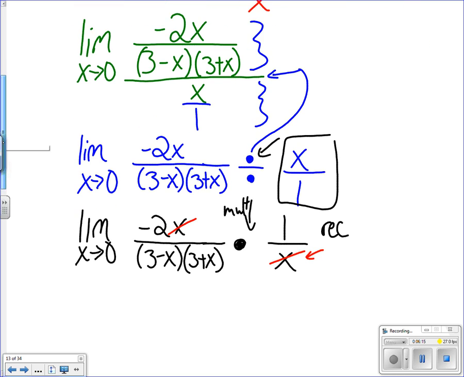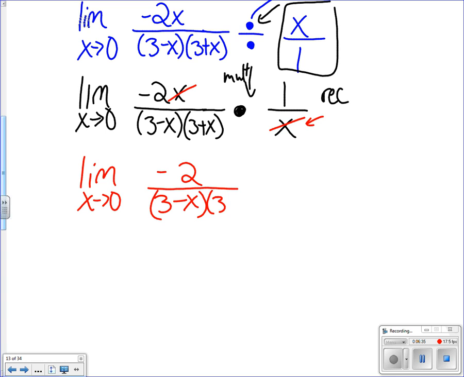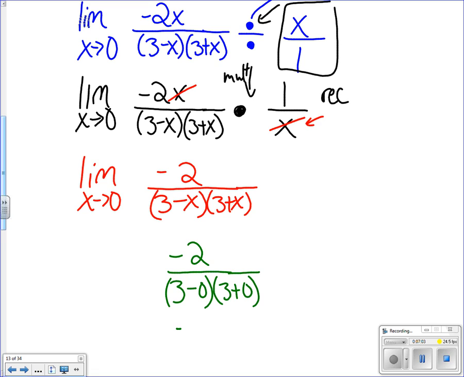We can go ahead now and try it. We have the limit as x approaches 0 of negative 2 times 1, which is just negative 2 on top, over 3 minus x times 3 plus x. Now let's use direct evaluation, plugging 0 in. We end up with negative 2 over 3 minus 0 times 3 plus 0. That comes out to negative 2 over, well, 3 minus 0 is 3 and 3 plus 0 is 3, so 3 times 3 is 9. And so that would end up being our limit.